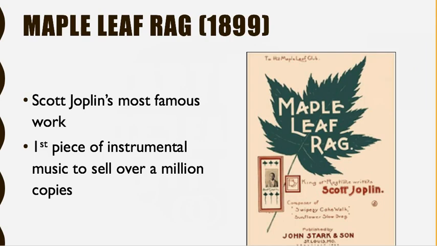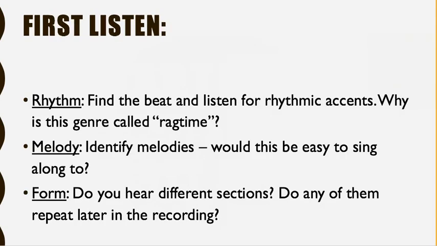Amazingly, it was the first piece of instrumental music to ever sell over 1 million copies, which is today still quite a feat, but again, for an African-American man in the late 19th, early 20th century, really quite a tremendous feat. So he definitely changed the course of American music with his ragtime style. So I'm going to ask you to maybe pause this video and listen to the piece if you haven't already done so, Maple Leaf Rag, chapter 49.